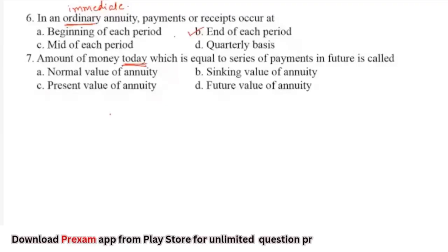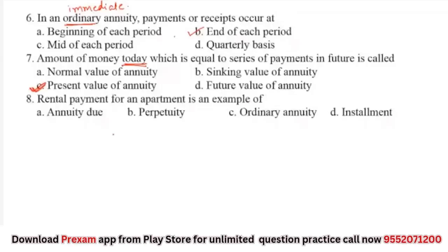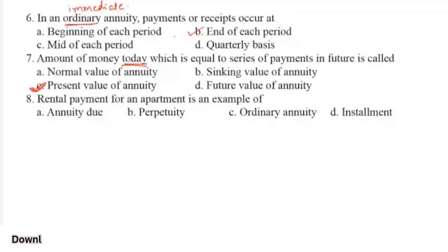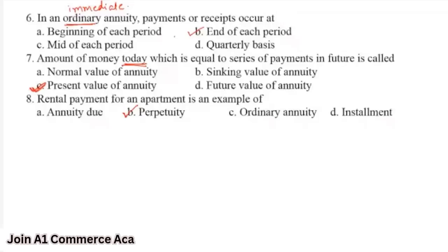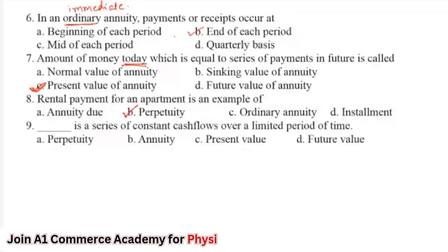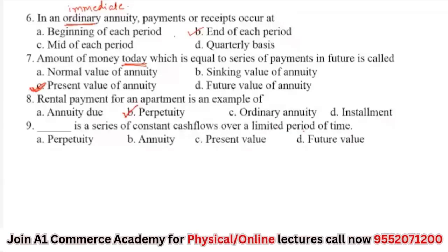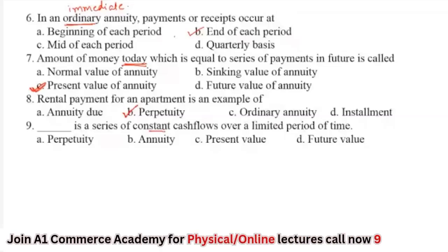Amount of money today is called present value. Rental payment of an apartment is an example of perpetuity. You'll have to keep on giving, never ending, forever. Annuity is a series of constant cash flow over a limited period of time.